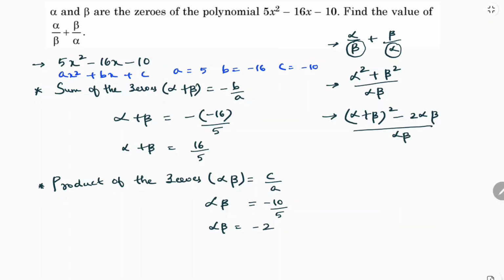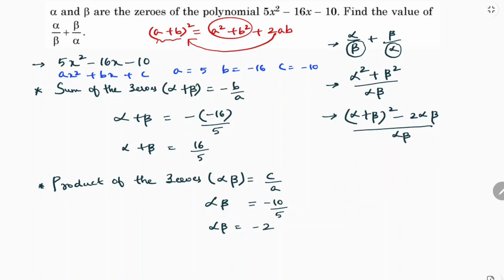Now see how I got this identity. Here I use the normal algebraic identity, a plus b whole square. a plus b whole square is a square plus b square plus 2ab. If I make a square plus b square the subject, I move 2ab to the left side. So I'll get a plus b whole square minus 2ab.